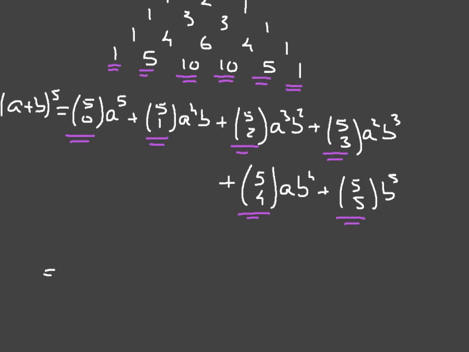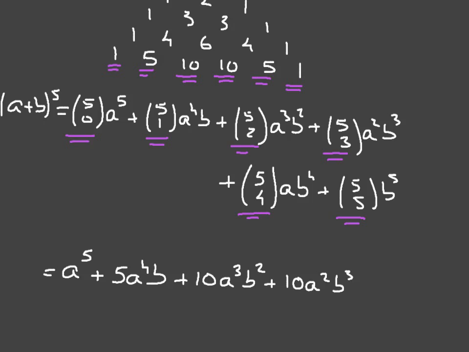This is going to be equal to a to the power of 5 plus 5 a to the power of 4 b plus 10 a cubed b squared plus 10 a squared b cubed plus 5 a b to the power of 4 plus 1 times b to the power of 5, that's just b to the power of 5. And there we go. That's how we use Pascal's triangle for binomial expansions.